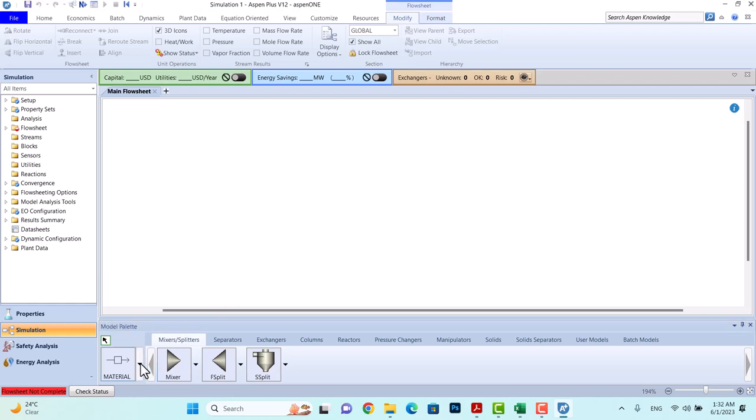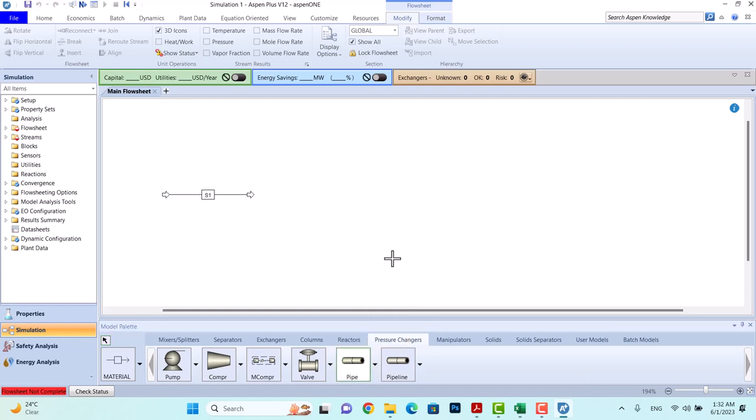So I select a material stream here, select a pipe here, and select another stream here.